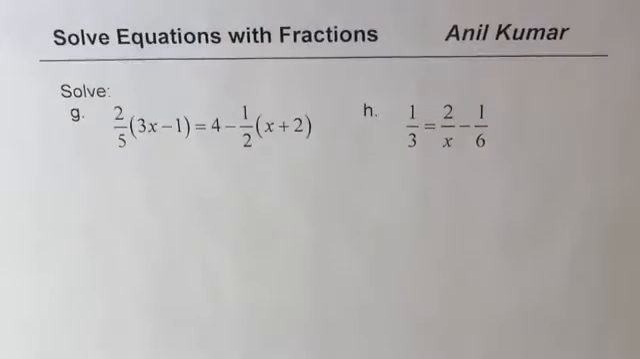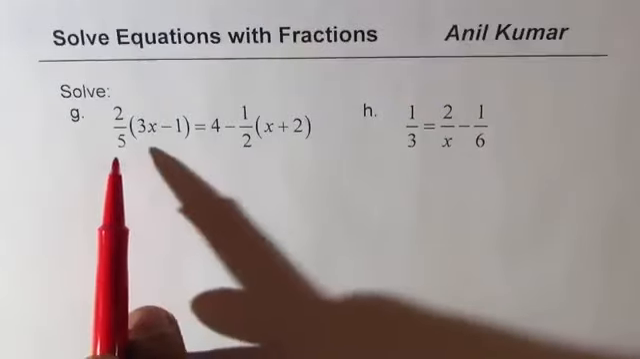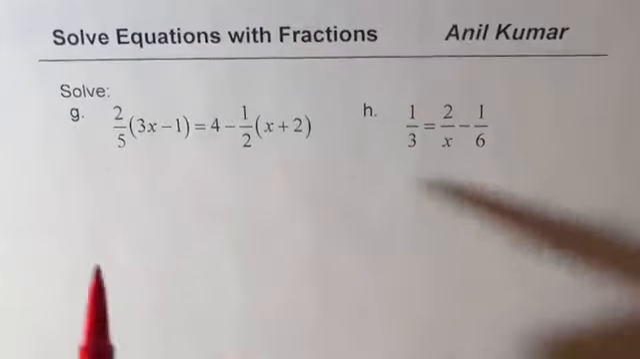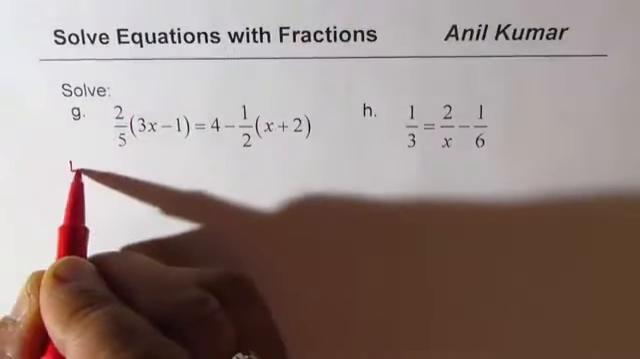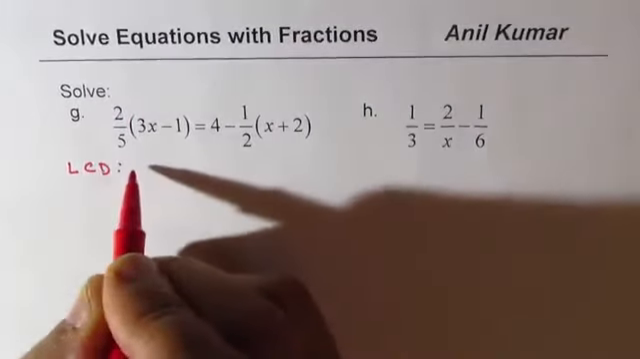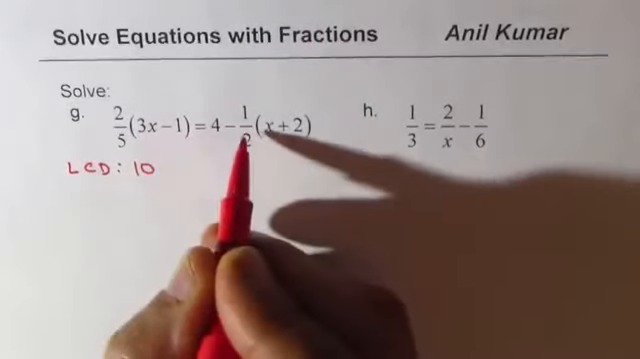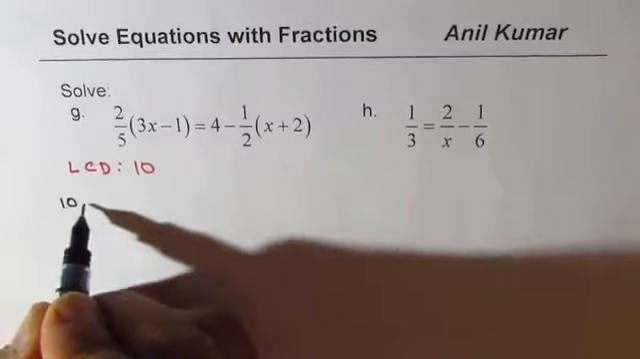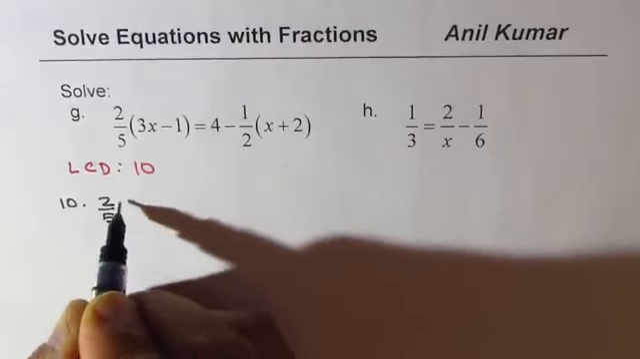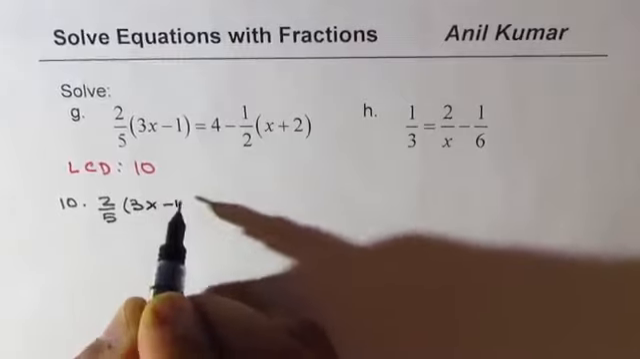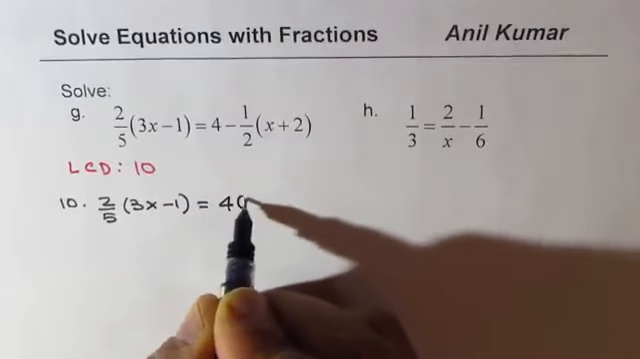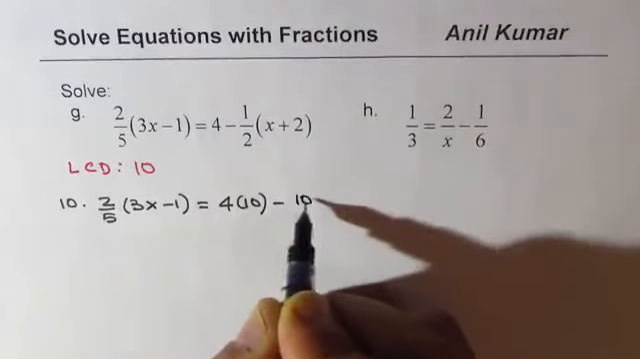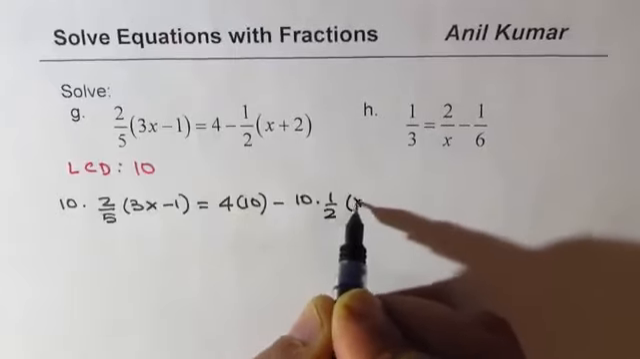I hope by now you have learned this strategy. Apply and solve these 2 questions, then check with my solution. Here, 5 and 2. So what is the lowest common denominator? In this case, the lowest common denominator is 10. So we'll multiply every term by 10. So what we get here is 10 times 2 over 5 times (3x minus 1) equals 4 times 10 minus 10 times half (x plus 2).